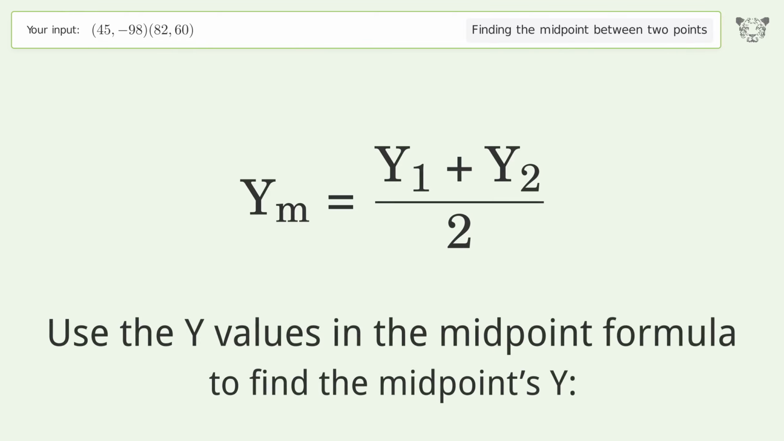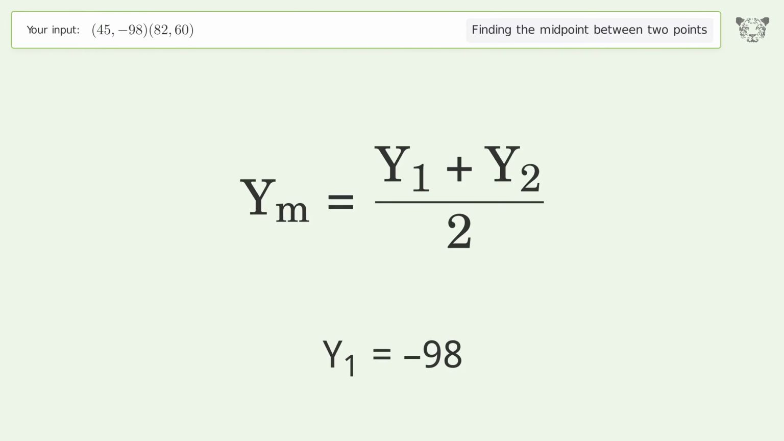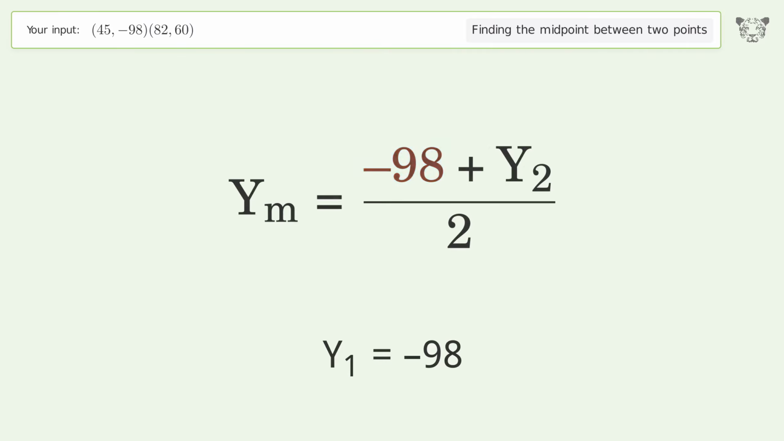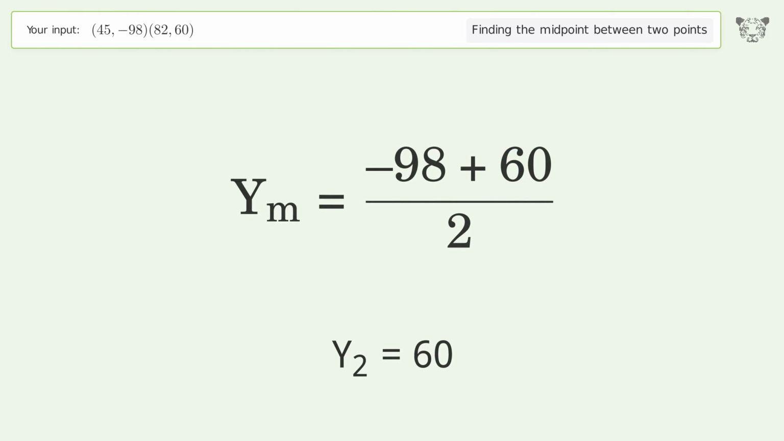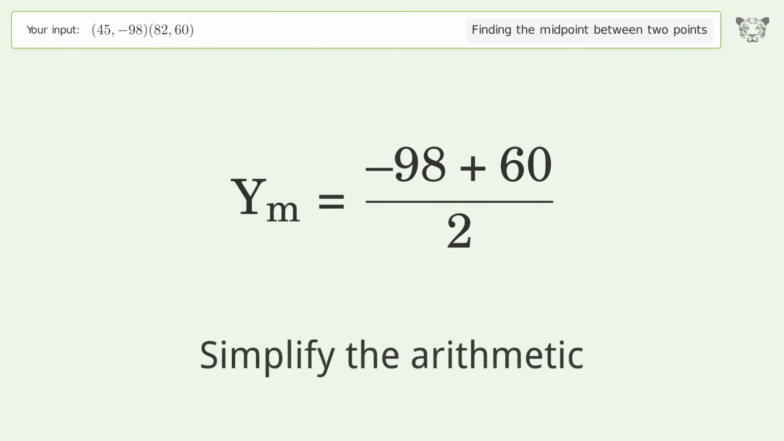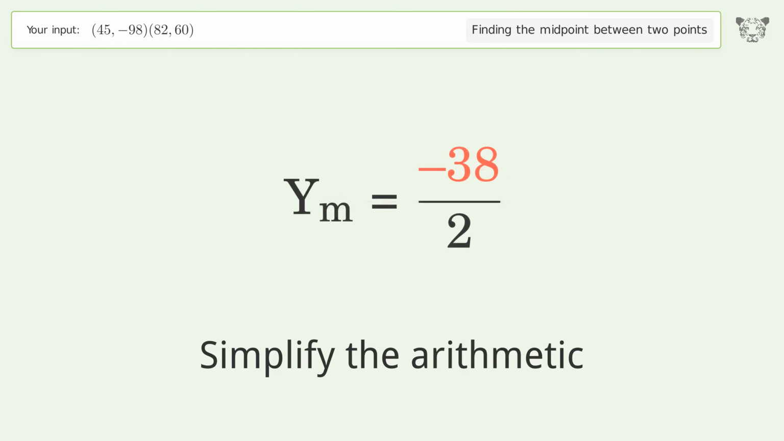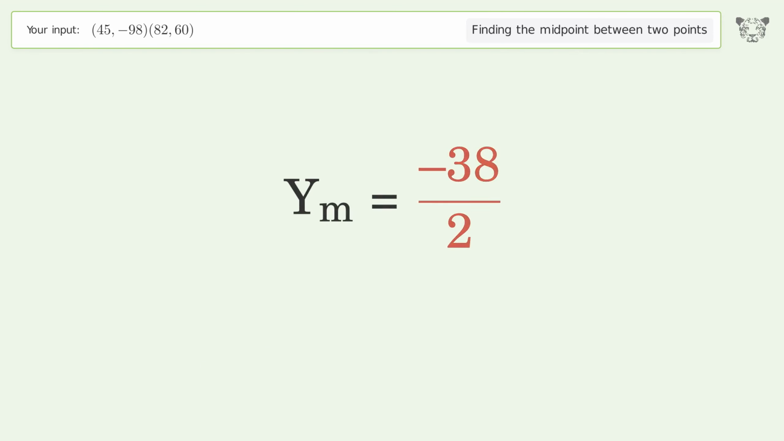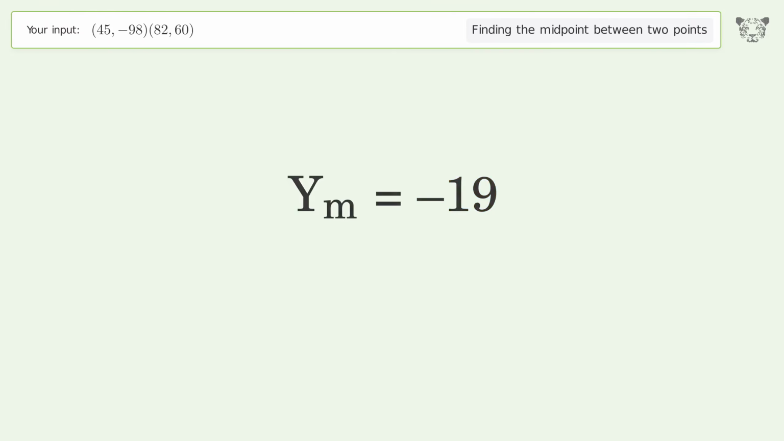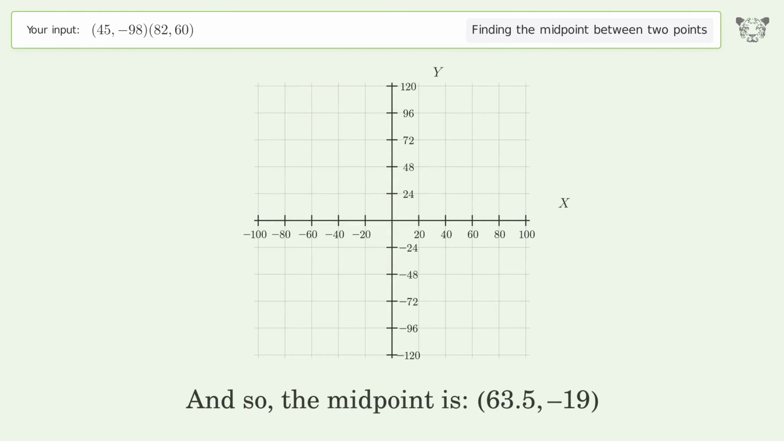Use the y values in the midpoint formula to find the midpoint's y. y1 equals -98. y2 equals 60. Simplify the arithmetic. And so, the midpoint is 63.5, -19.